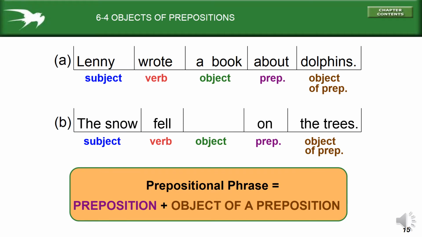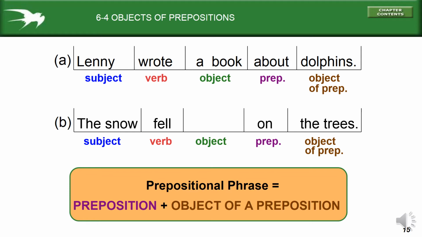Now let's go to chart 6.4, objects of prepositions. Remember that a preposition is a word such as about, on, with, in, at, and so on. Let's go to A. Lenny wrote a book about dolphins. So Lenny is the subject, wrote is the verb, a book is the object of the verb wrote, about is the preposition. About what? About dolphins. So dolphins is the object of the preposition.